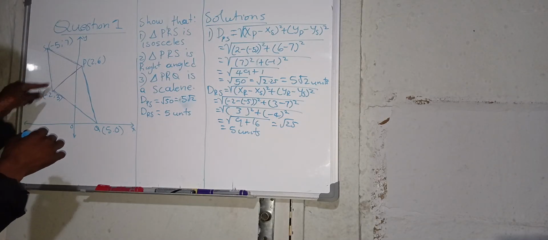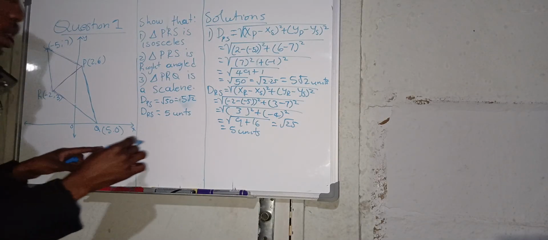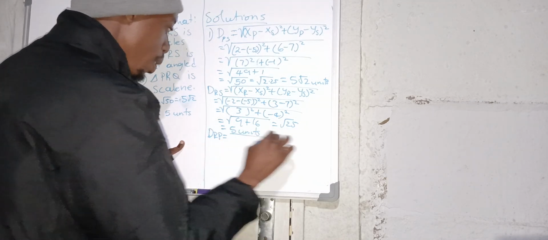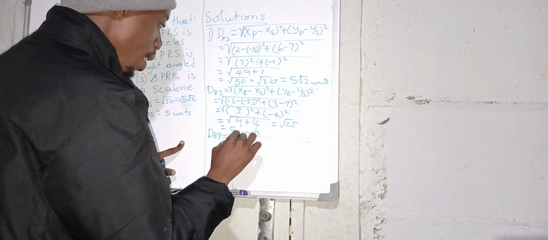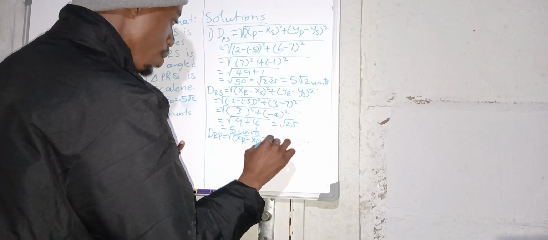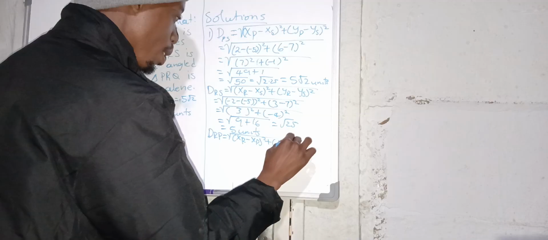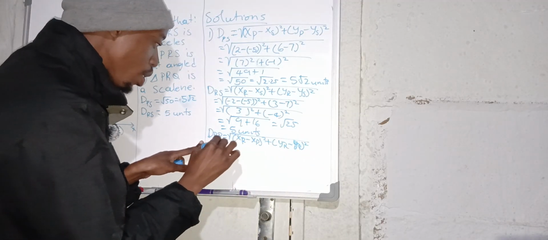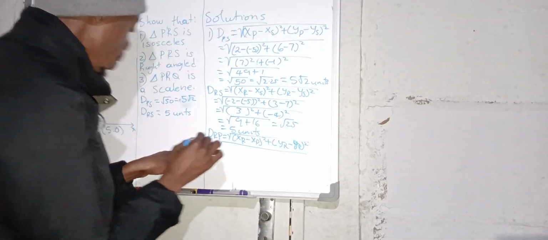So now I have this distance and that distance. Let me find distance RP. By finding distance RP, I'll have XR minus XP all squared plus YR minus YP all squared. What is my XR?